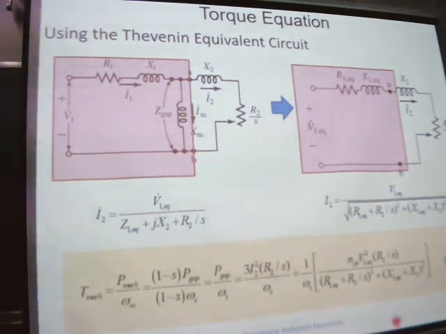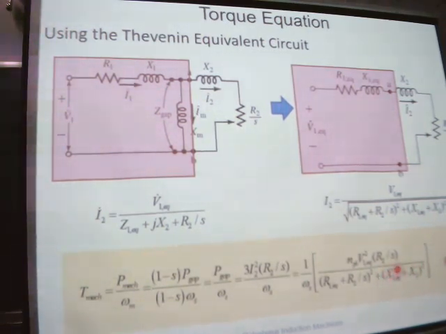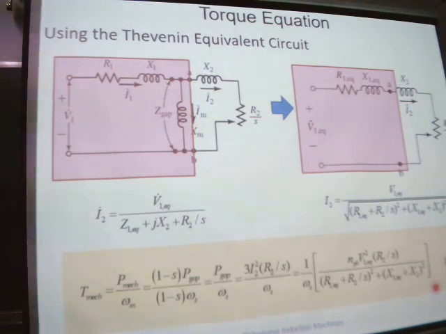The torque is a function of R2 over S. So this is the general equation of the electromagnetic torque based on the parameters of the Thevenin equivalent circuit. This equation is important, and we'll use it in many applications.